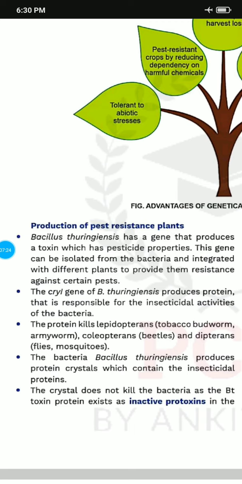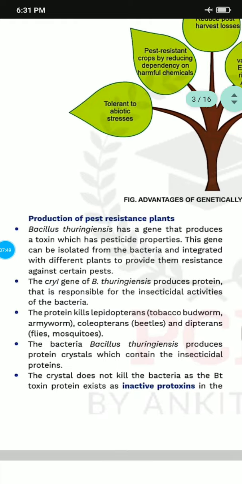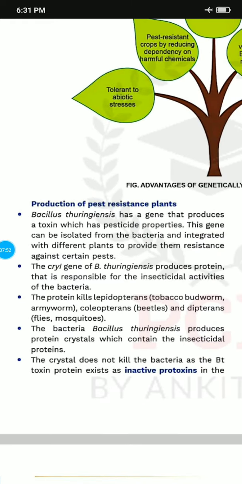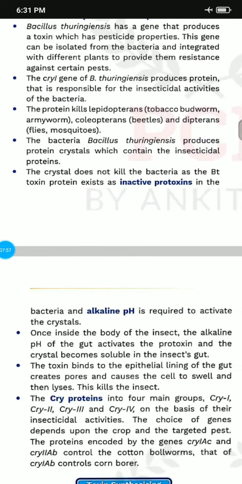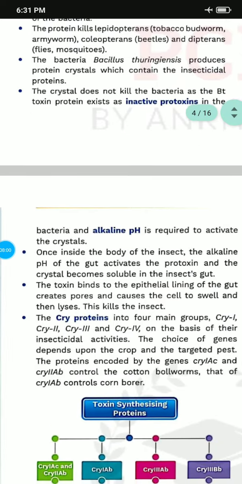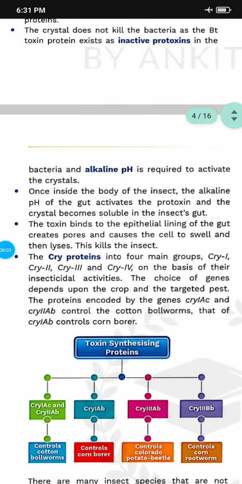insecticidal activities. This protein kills lepidopterans like tobacco budworms, coleopterans like beetles, and dipterans like flies and mosquitoes. The bacterium Bacillus thuringiensis produces protein crystals which contain an insecticidal protein. The crystals do not kill the bacteria, because the Bt toxin protein is an inactive protoxin inside the bacteria, and the alkaline pH, which is required to activate the crystal, is absent.